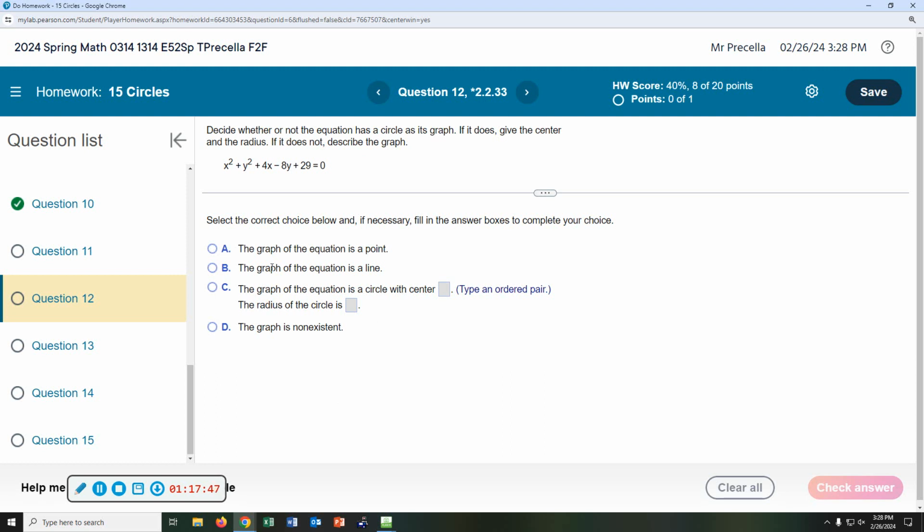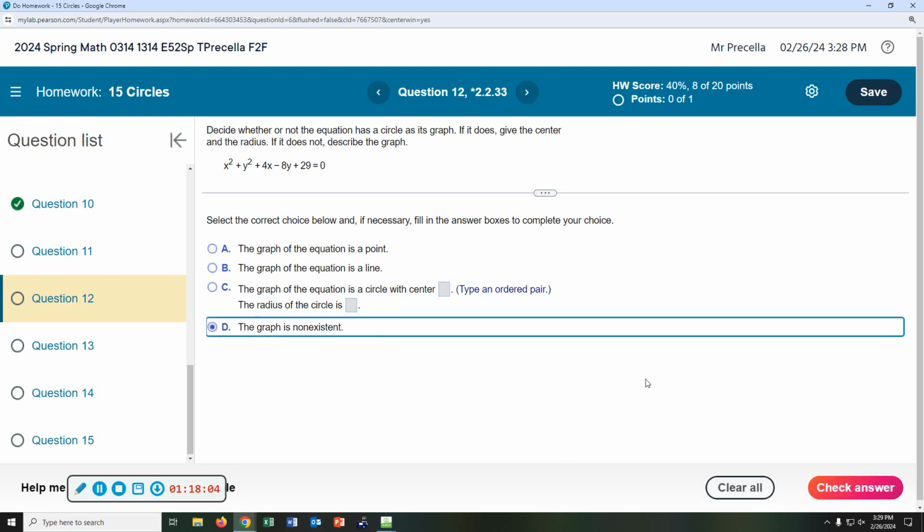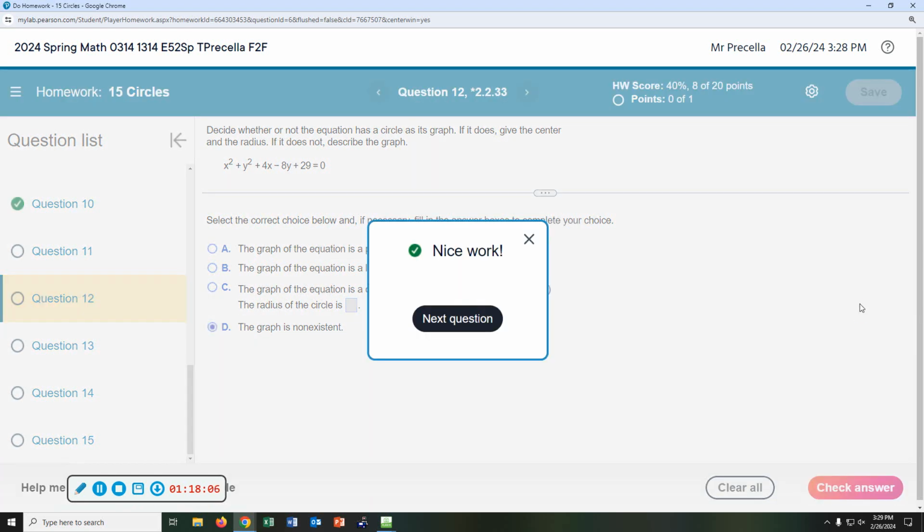Wait, so which one would we choose? There's not one that says there is no graph. D. The graph is non-existent. Like our best friend Mario would say, whoever wrote this is trying to sound fancy. They're not going to say no graph. They're going to say non-existent. Yes.